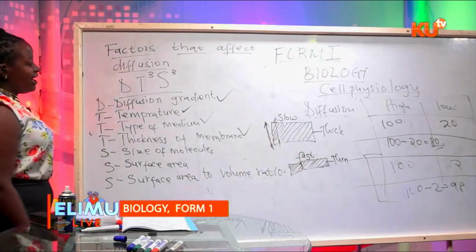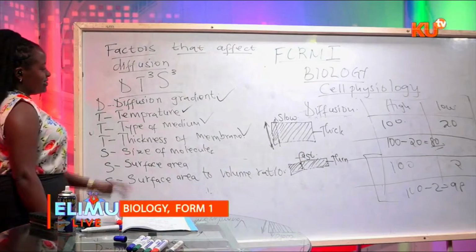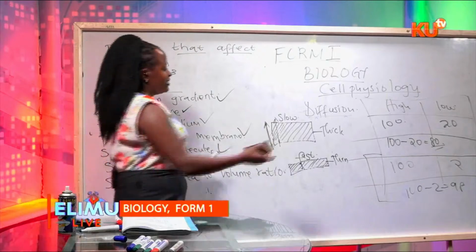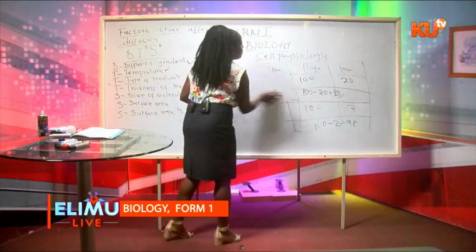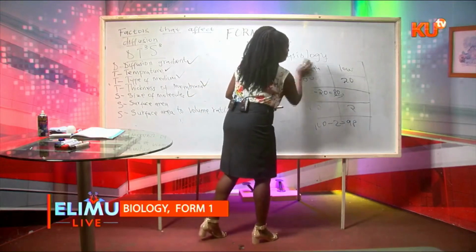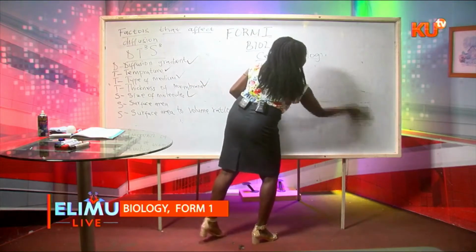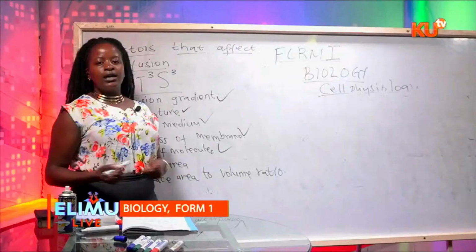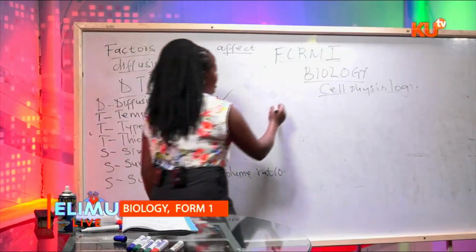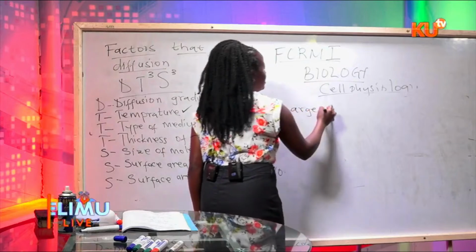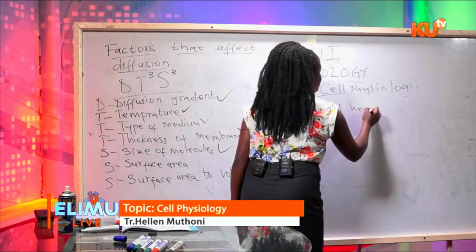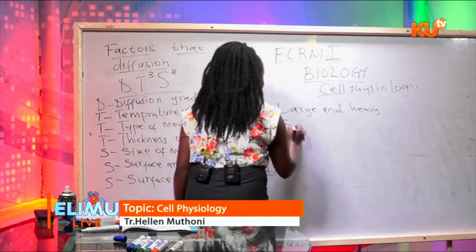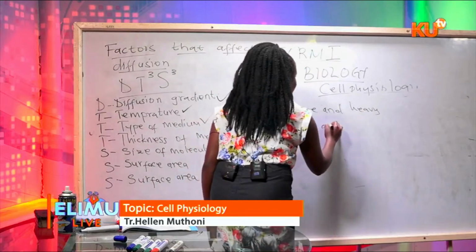The other factor that affects diffusion is the size of molecules. Molecules are also called particles. Now we have two categories of molecules or particles. We have large and heavy molecules. And we have small and light molecules.